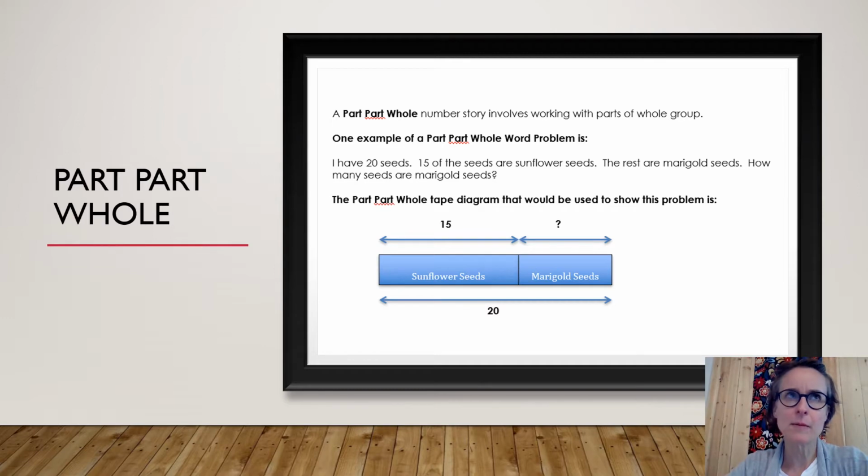When I read that problem, I don't visualize any action happening. I've just got a bunch of seeds. This is what I know about my seeds. I know that I have 20 of them all together. That's my whole. I know that one part is sunflower seeds, and I know I have 15 of them. I also know the other part is marigold seeds. I can see those marigold seeds, but I can't see how many are in the pile. That's the information I'm going to need to figure out. When you look at this tape diagram, can you figure out whether we need to add or subtract?